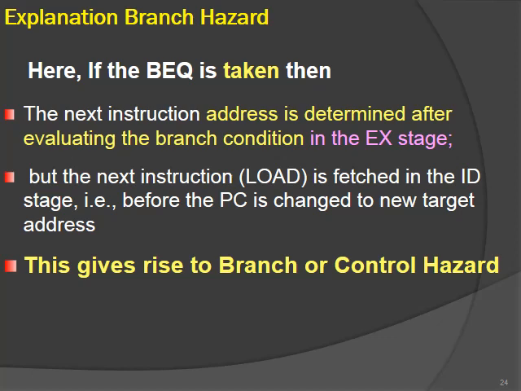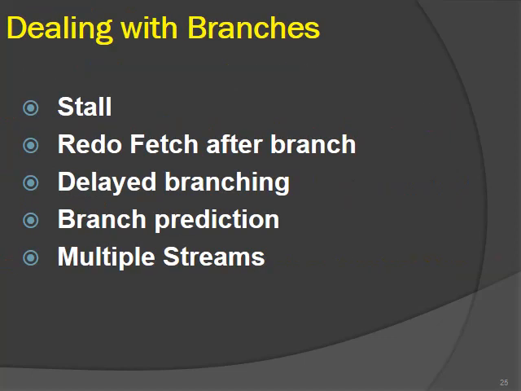So this conflict occurs when there is a branch instruction and gives rise to control hazard. There are different techniques which can avoid this type of hazard. The first one is stall, then redo fetch after branch, delayed branching, branch prediction, and multiple streams. These are the five different ways which can handle this type of hazard.